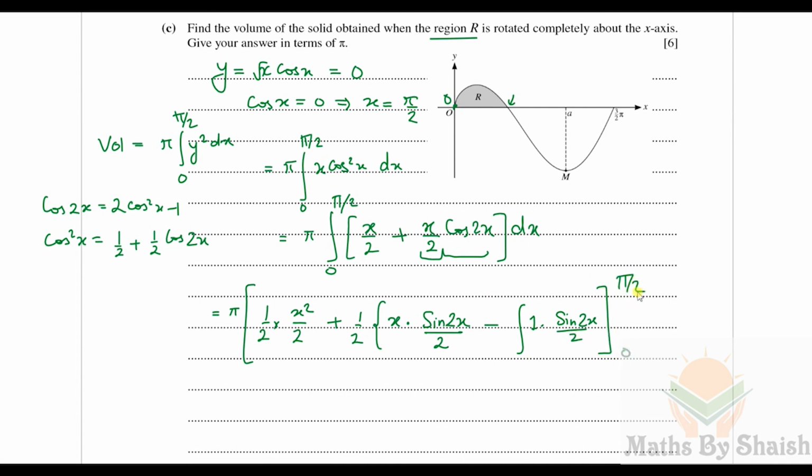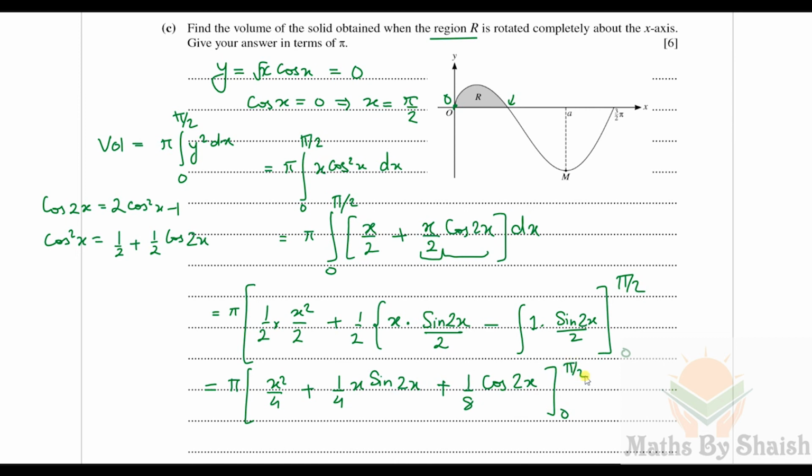So let's simplify it further. Pi, it becomes x square by 4 plus 1 by 4 x sin 2x, and again we do the integration of the remaining term, which is going to be minus cos 2x upon 2. So 2 into 2 is 4, and with this 2 we get 8, so 1 upon 8 cos of 2x, limit from 0 to pi by 2.